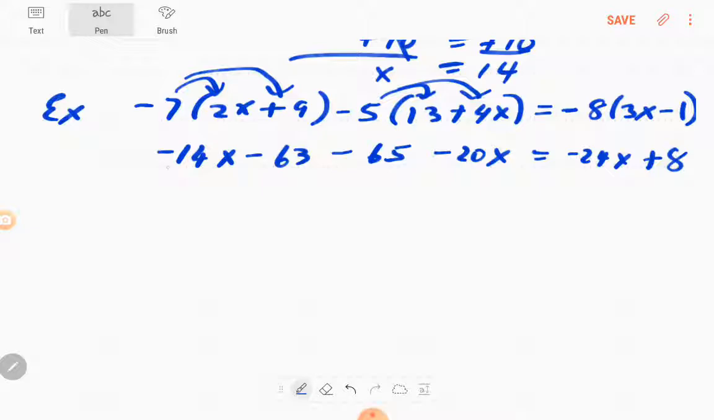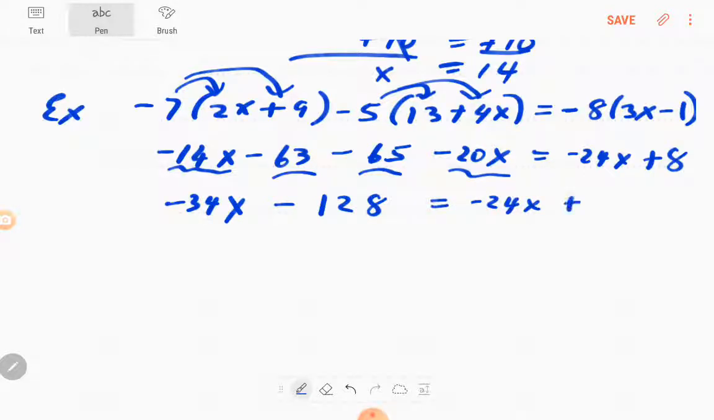Now, on the left-hand side, we can combine like terms. So I can combine this with this. So minus 14x minus 20x, that's minus 34x. And then next I can combine this with this. They're both negative, so add and keep the same sign. So we have minus 128 equal to minus 24x plus 8.